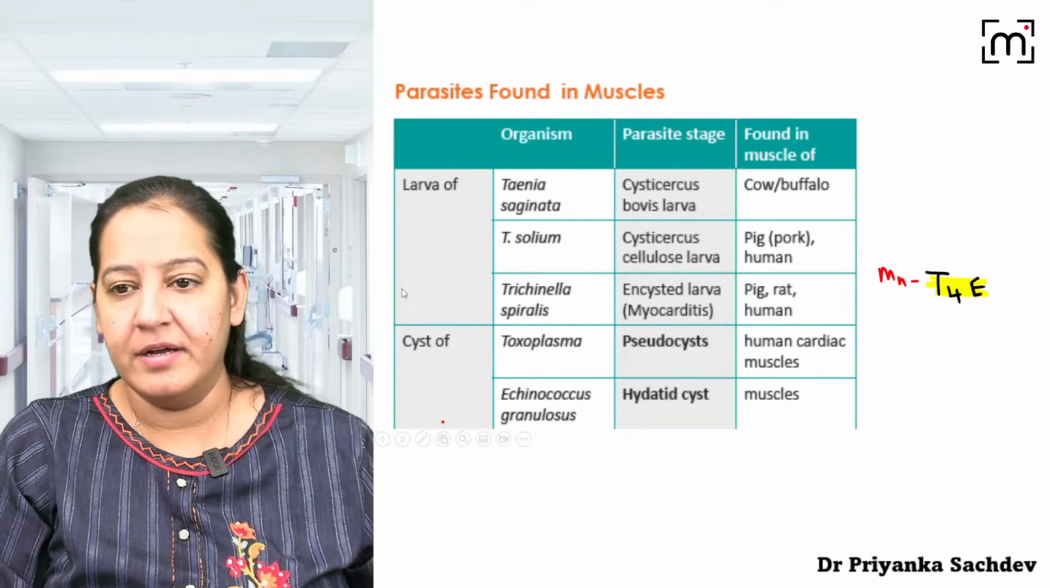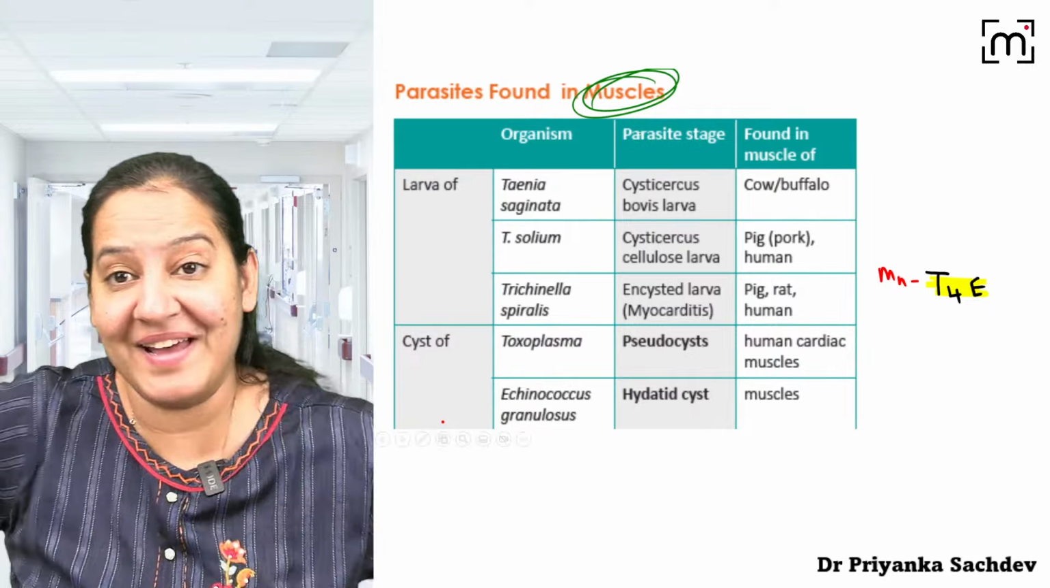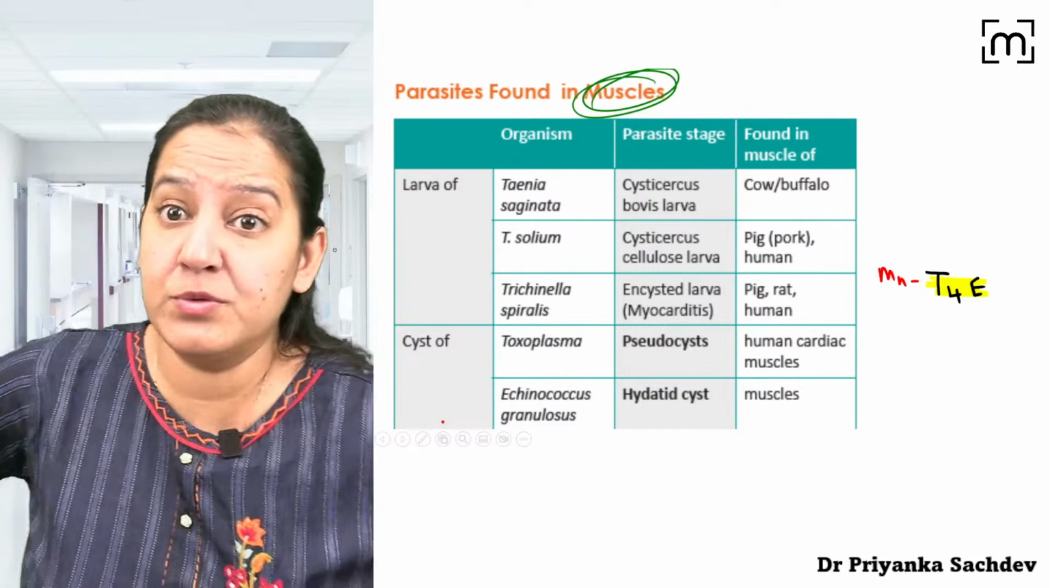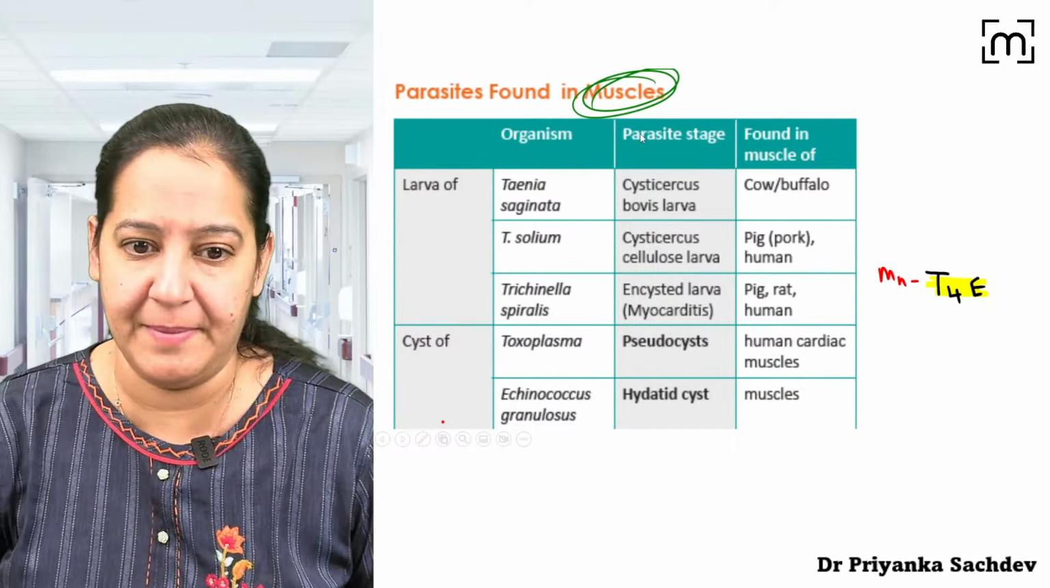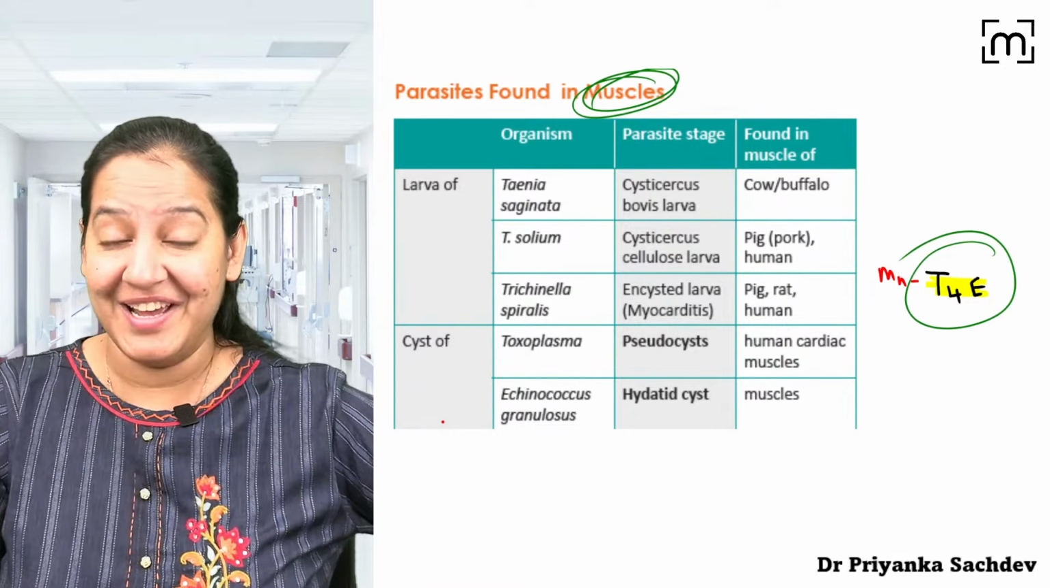Coming to the next mnemonic, can you tell me the name of the parasites which are present in the muscle of human? So here for diagnosis, we do muscle biopsy. So there are 4 parasites, the 4T and 1E. The 4T. What are the 4T?